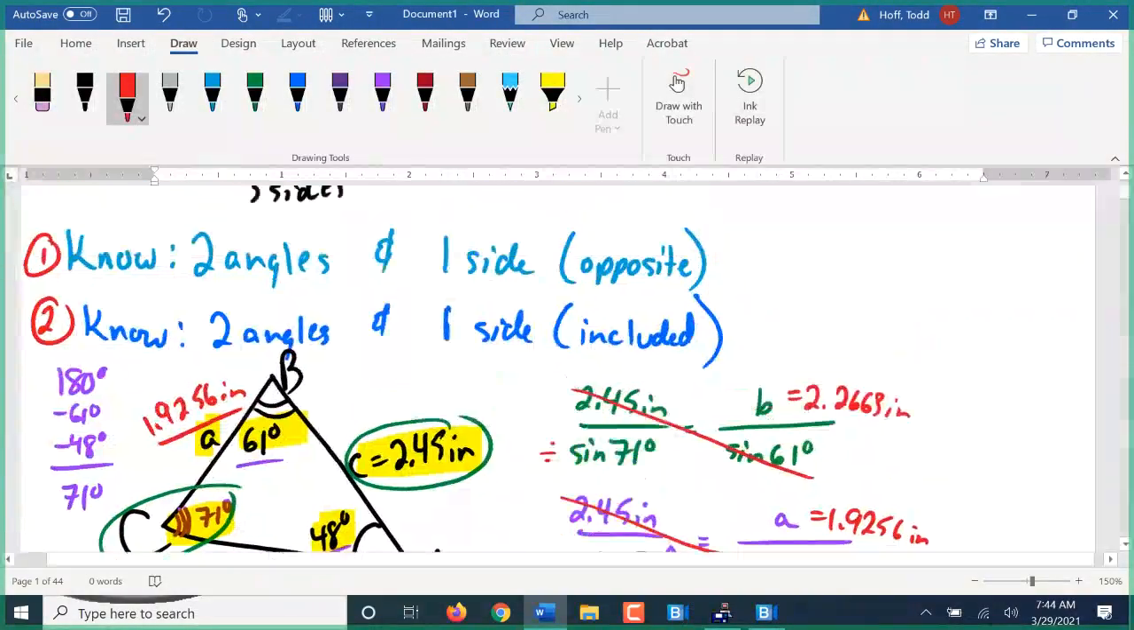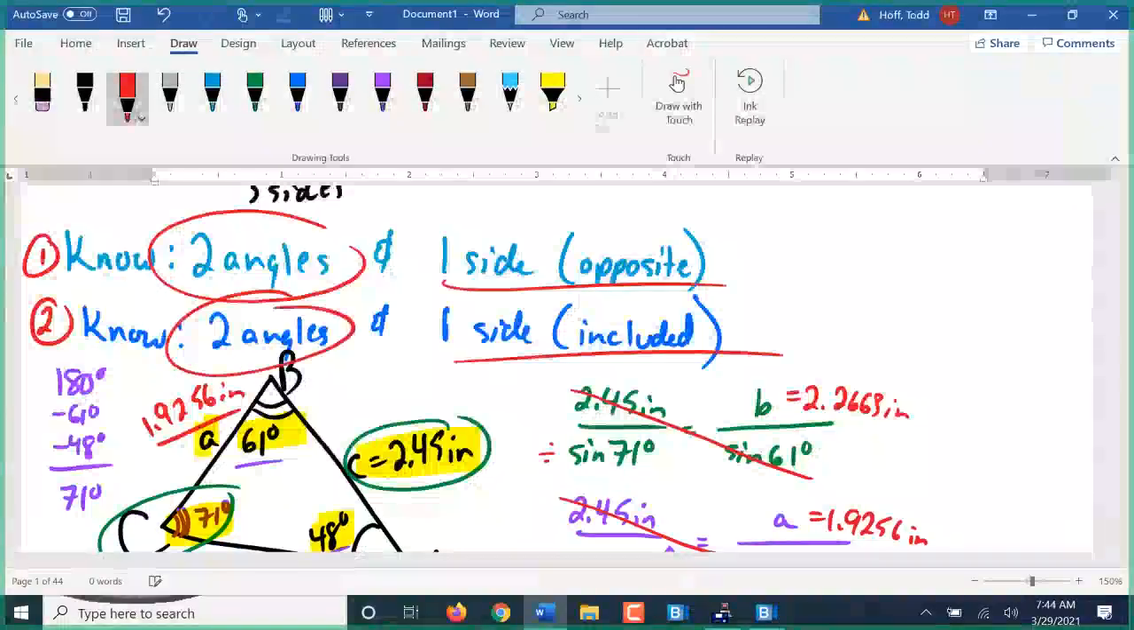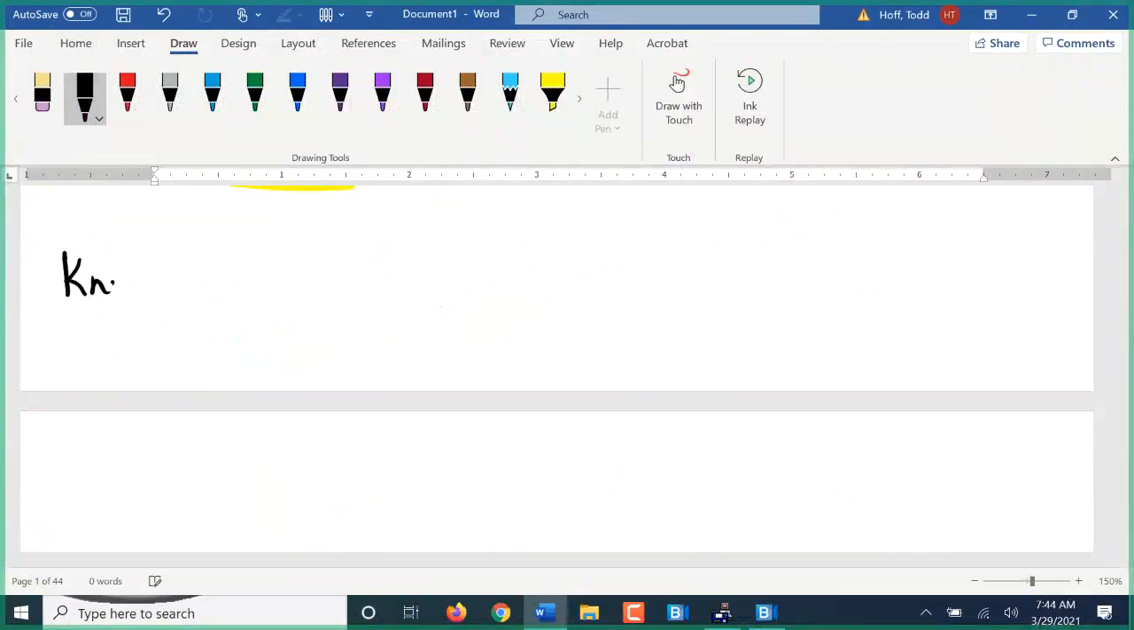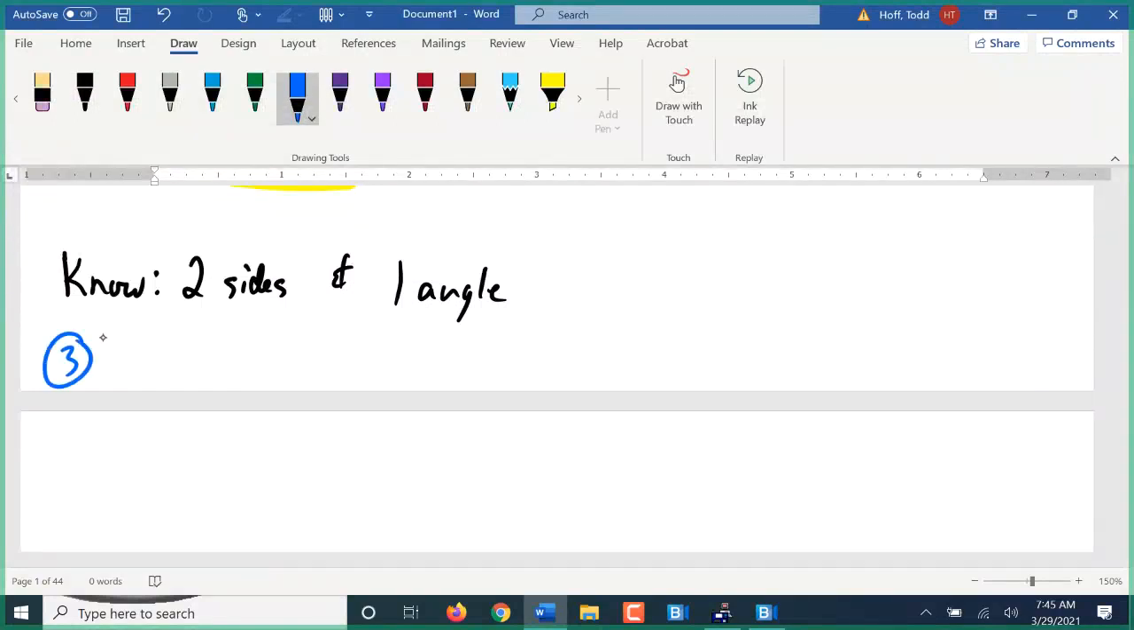So those are the cases where we are given two angles and one side. Anytime we are given two angles and one side, we're good to go. So let's look at the cases where we know two sides and one angle. This case is way more complicated. This is obviously our third case here, where we have two sides and one angle. I'm going to put in that term again, included. Included means what? Between.